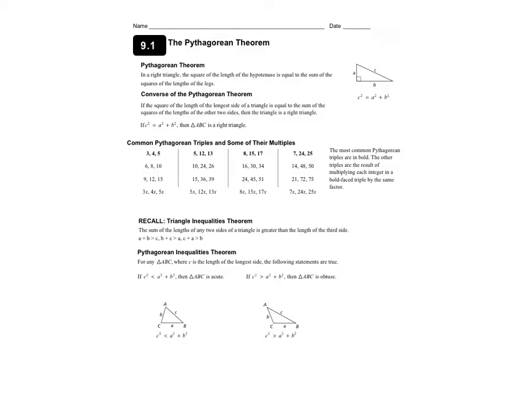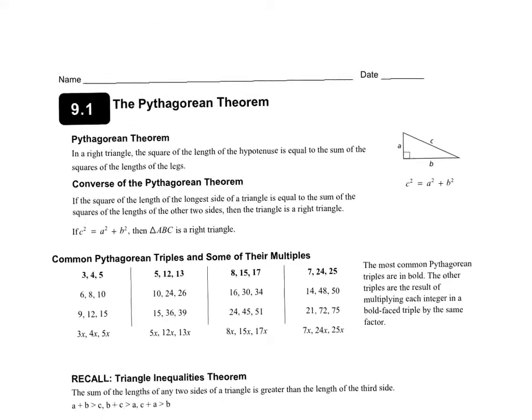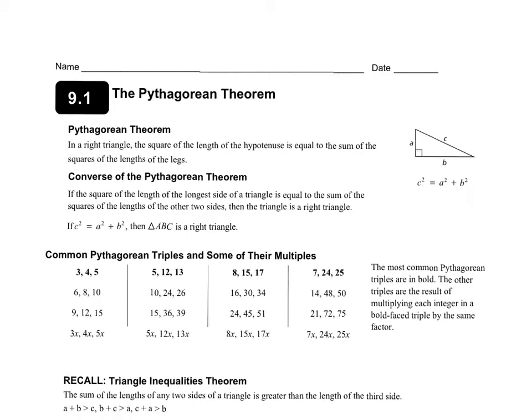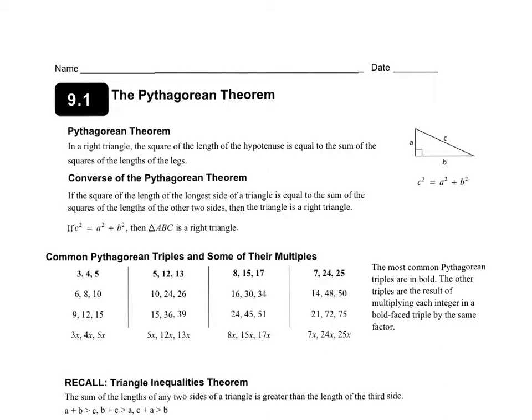So starting out, we have the Pythagorean theorem. Does anybody remember what the Pythagorean theorem is? Good. A squared plus b squared equals c squared. Okay, so that's the normal Pythagorean theorem, okay?